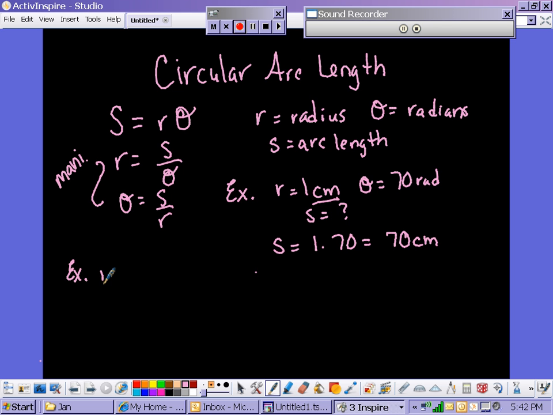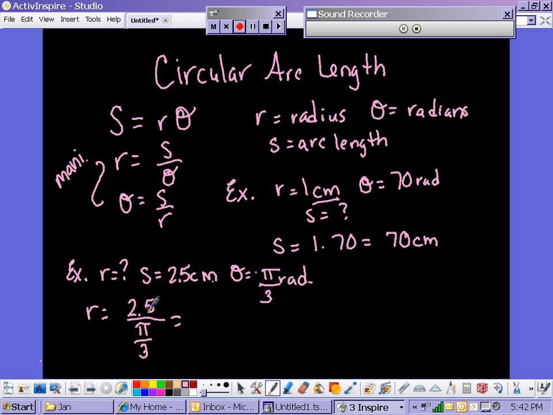Let's find the radius. Given S equals 2.5 centimeters and theta equals pi over 3 radians. So if we're looking for R, we're going to use R equals S over theta. So that's 2.5 centimeters over theta, which is already in radians, so we don't really have to do anything with that. So this becomes pi over 3.